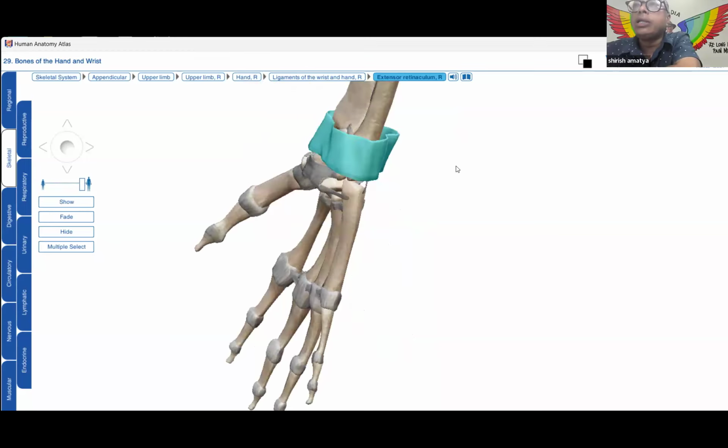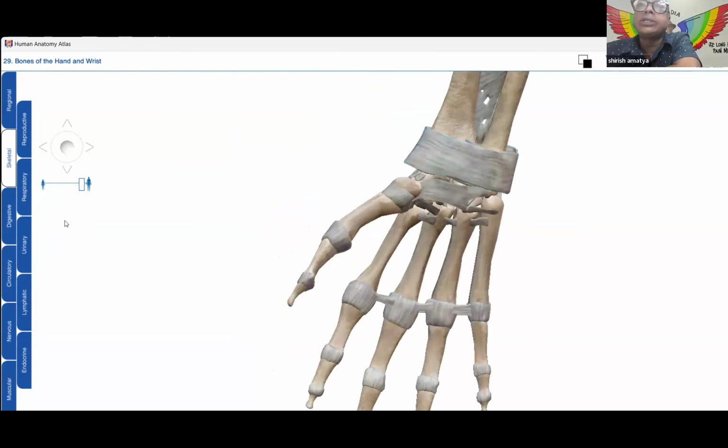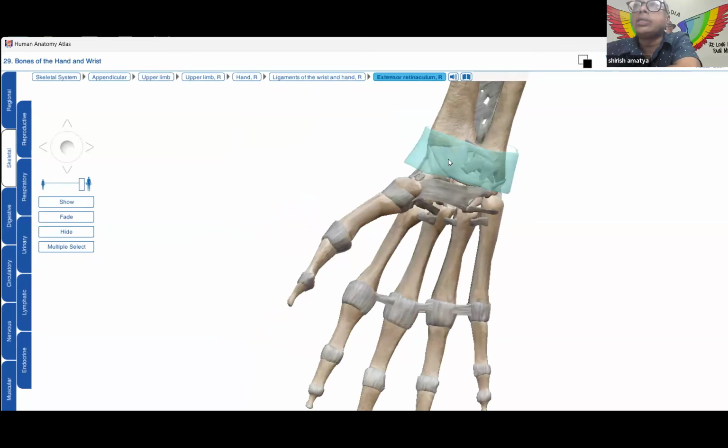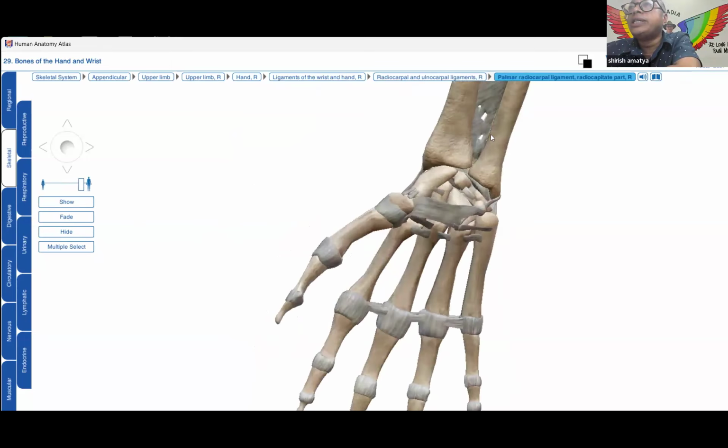And this one is the palmar surface of the wrist joint. Let us hide this. These ligamental structures I'm excluding because they are in the advanced class, so I'm hiding them. Basically, if you see this, this is the distal end of the radius and ulna, and the proximal part of the carpal bones.